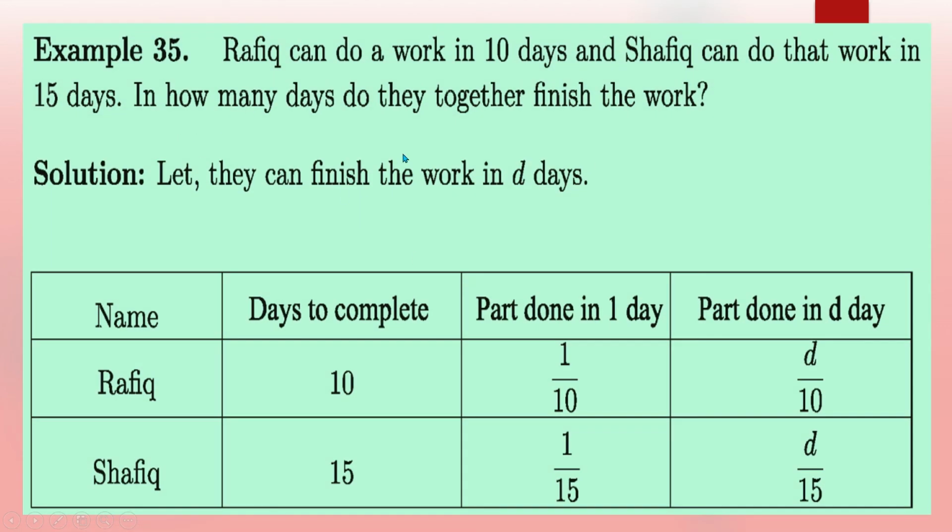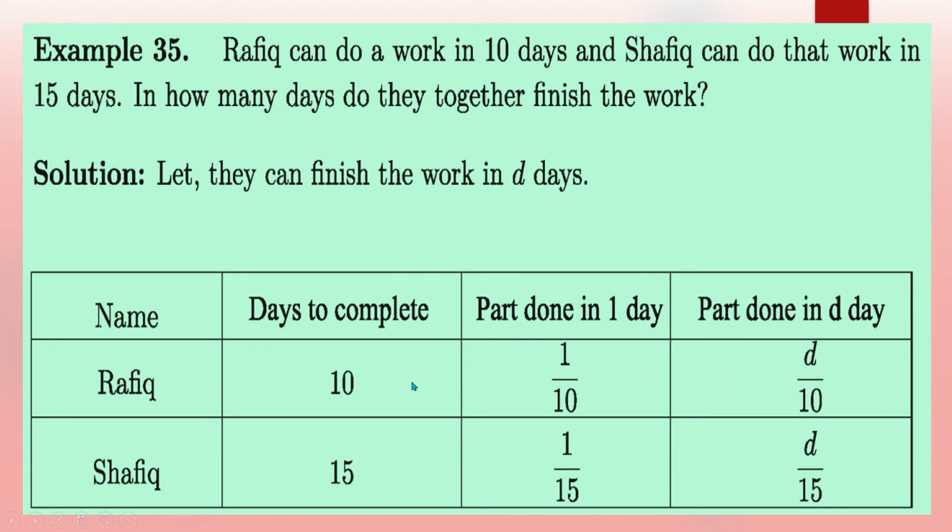Now follow some solutions. Rafiq can do a work in 10 days and Shafiq can do that work in 15 days. In how many days do they together finish the work? Let them finish the work in D days. You can use the unitary method or solve by using a table, no problem. Here we write days to complete, total days to complete the work, here 10 days, part done in 1 day, and part done in D days.